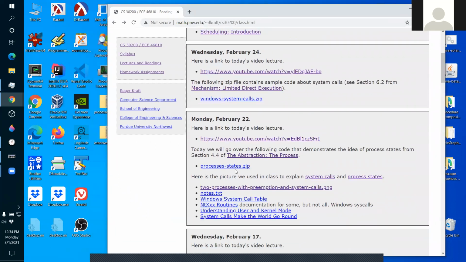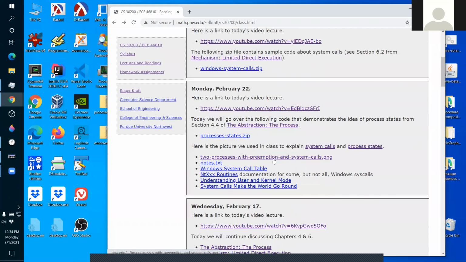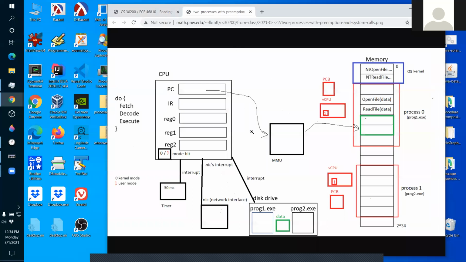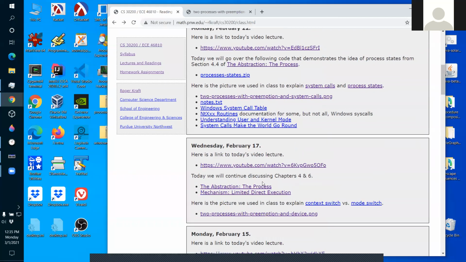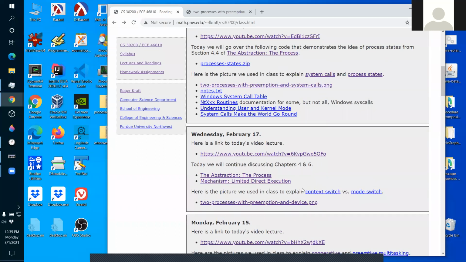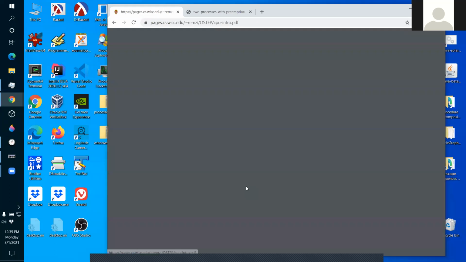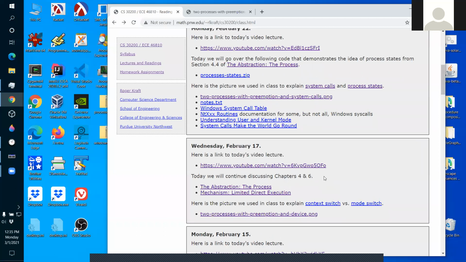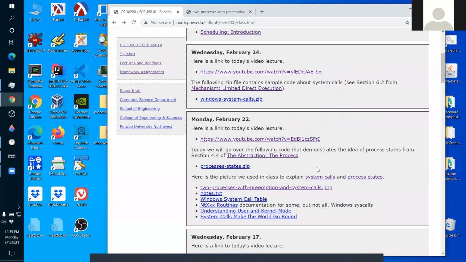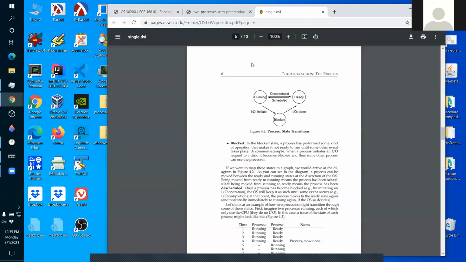Remember, in terms of process states, we're kind of trying to see this picture here, the picture in the book on states. I had a link to it. Was it this one? Yeah, there it is. Okay, that picture there.